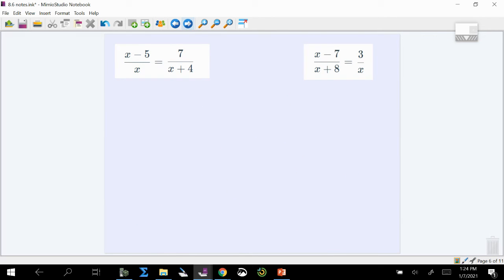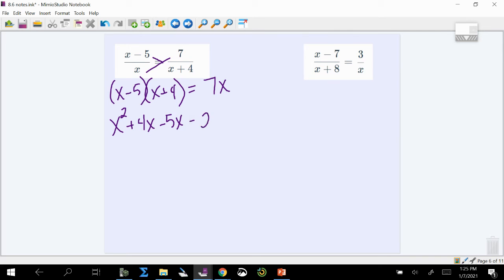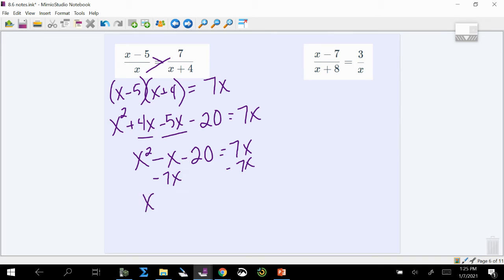Here's my last slide. So I've got a FOILing again here. So I have to do x minus 5 times x plus 4. This diagonal is much simpler, and I feel like that happens a lot in Delta Math is they'll make one side harder than the other. So when I FOIL, I get x squared plus 4x minus 5x minus 20 equals 7x. I'm going to combine like terms, so I get x squared minus x minus 20. And then I'm going to subtract the 7x to get it in standard form. So I get x squared minus 8x minus 20.